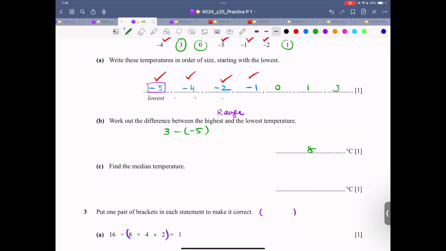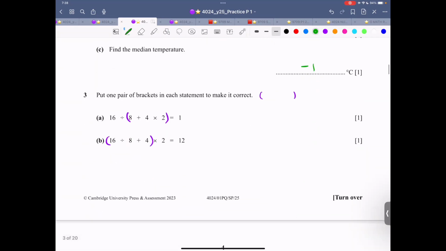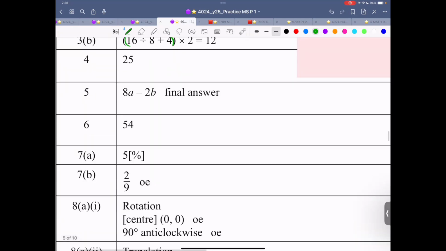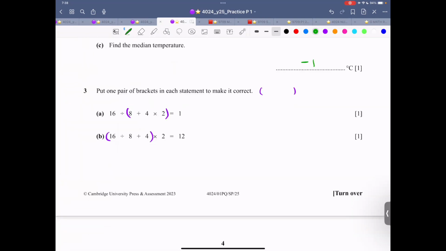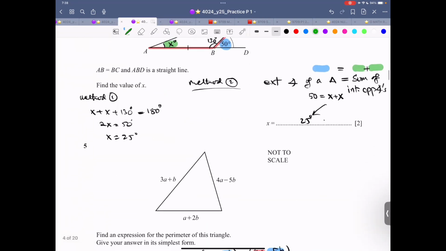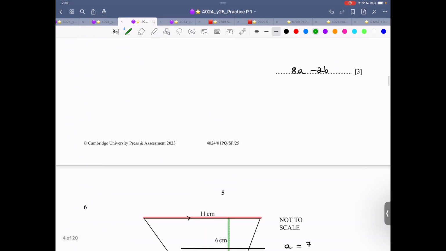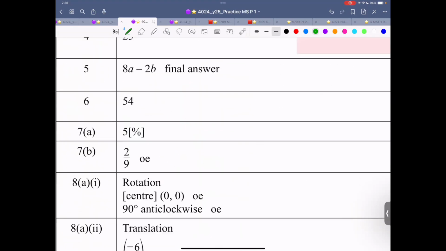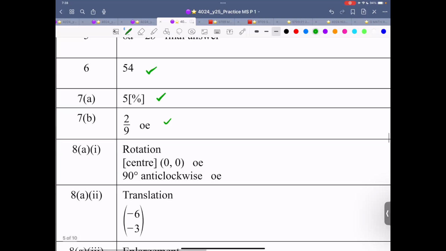Find the median temperature. This one is in the middle, that is -1. I think it was already the same as before. So now this is 16 divided by, and 16 divided by. The bracket is over here. I think that's pretty good. This is 25. This is 8a minus 2b. That is good. This is 54, 5, 2 over 9.